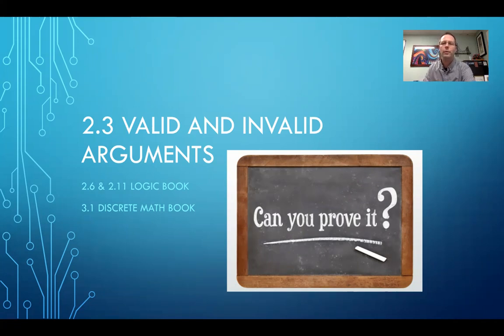So using truth tables to show that an argument is valid or not. There'll be a worksheet with this, and you'll see that on Foxtail.